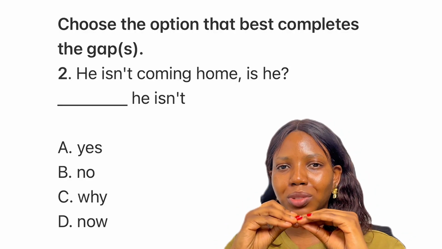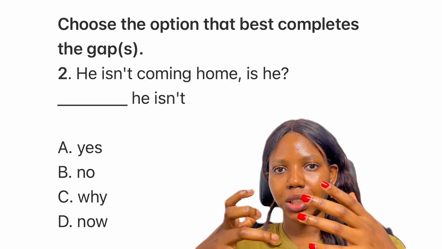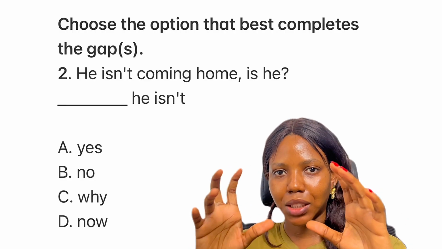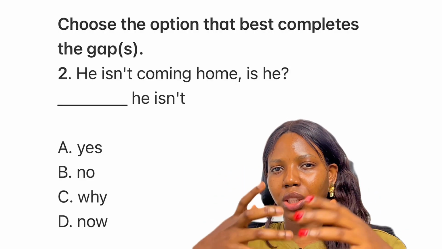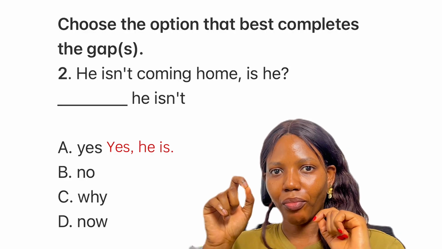He isn't coming home. This is negative. Our response will be negative because we are agreeing with him, right? So it is no, he isn't. We agree with the statement. Now, if you're disagreeing, then you can say yes, he is.